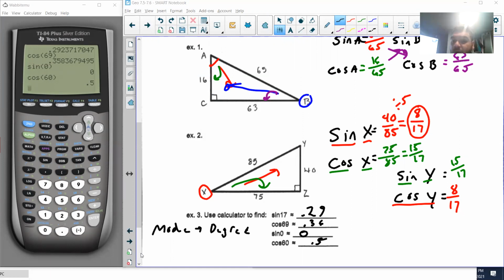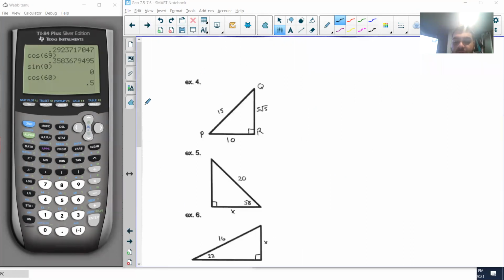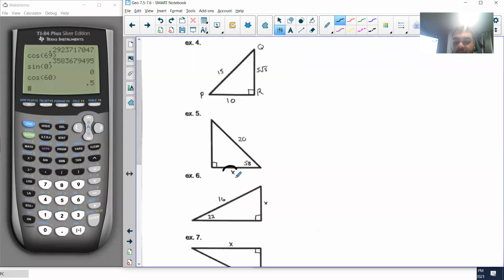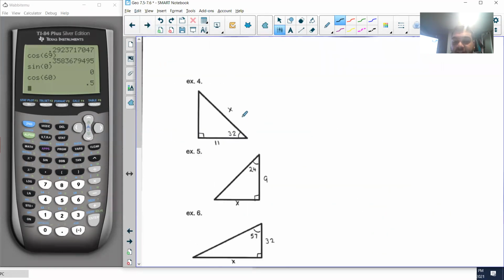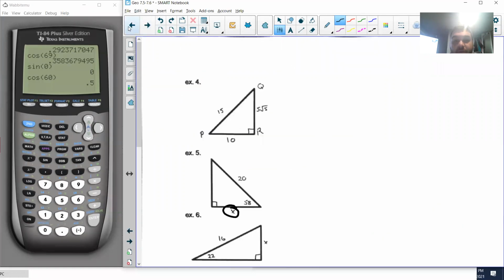All right, tomorrow we're going to go over equations and solving for missing parts with sine and cosine. So I just want to show a preview. On this page, you see how we have x here? We're going to use sine and cosine to find what the x value is. And we'll use tangent too. That is our goal for tomorrow.